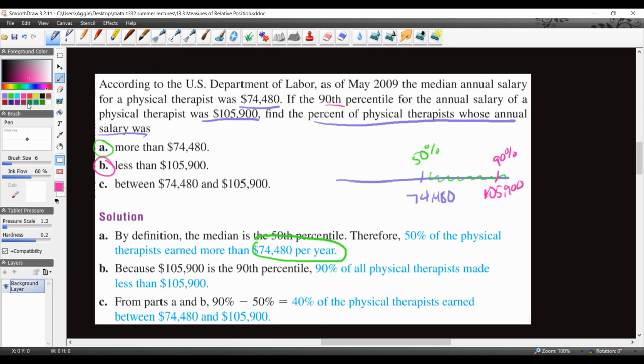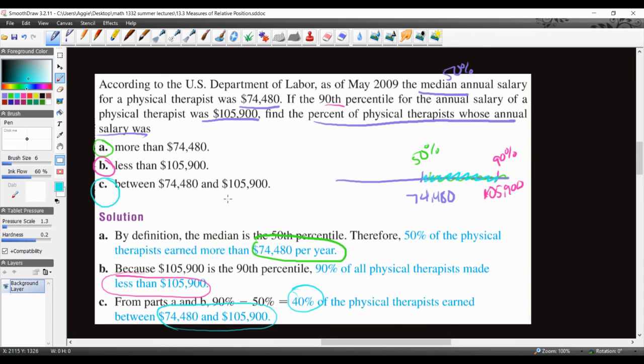And I forgot to label that up here. That's why the median was 50%. Anyway, this was 90%. So they're saying less than this, it would be less than 105,900. So 90% of all physical therapists made less than this right here. And finally, part C, between these two. Now you just have to subtract. So 90 minus 50 is 40%. So 40% of the physical therapists earned between those two amounts. And that's pretty much it.